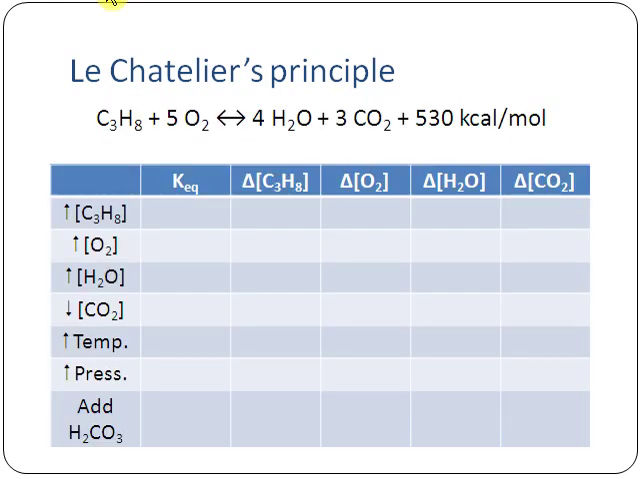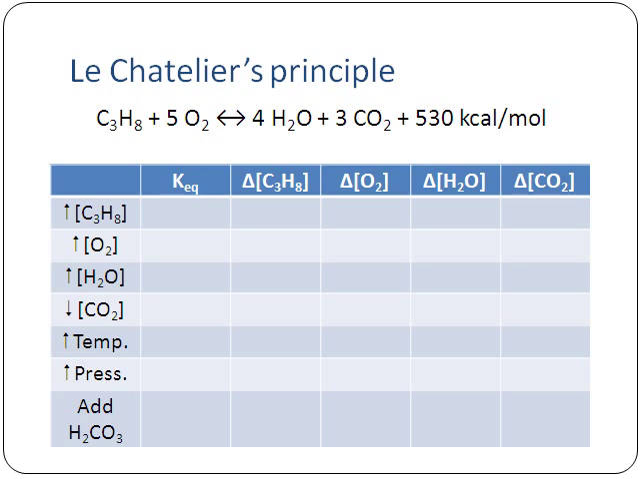All right. So, Le Chatelier's principle here. We have a reaction, C3H8 plus 5O2, which is a double reaction. It can go both forward and backward, from left to right and right to left, with 4H2O plus 3CO2 plus 530 kilocalories per mole. And so, basically what we're going to try to figure out here is, if these changes on the left side occur, then what is going to happen to KEQ, to the concentration of C3H8, to the concentration of O2, to the concentration of H2O, and the concentration of CO2.